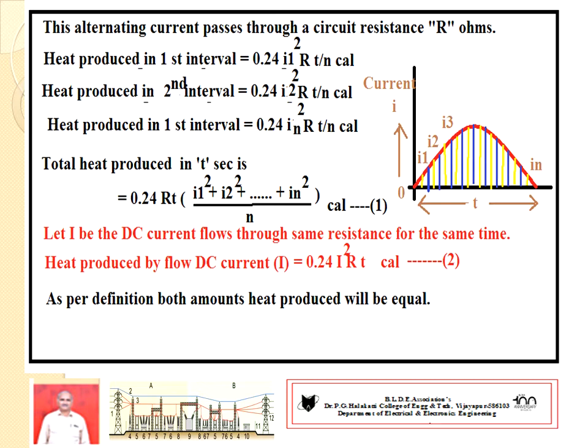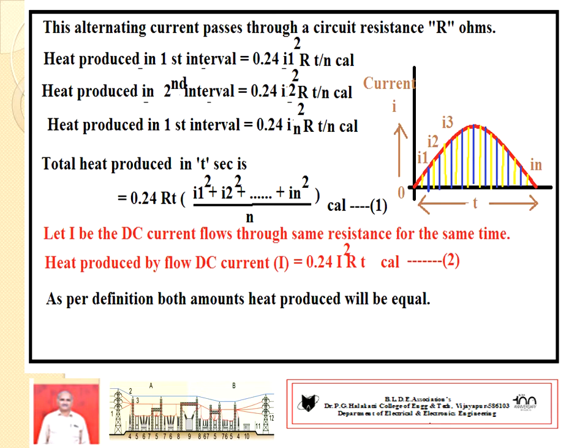Now the half cycle has T seconds, and each interval has a time of T by n seconds. To calculate the total amount of heat produced, it will be equal to the algebraic sum of the heat produced for all intervals. Hence we have to calculate the heat produced separately for each interval, then take the algebraic sum.